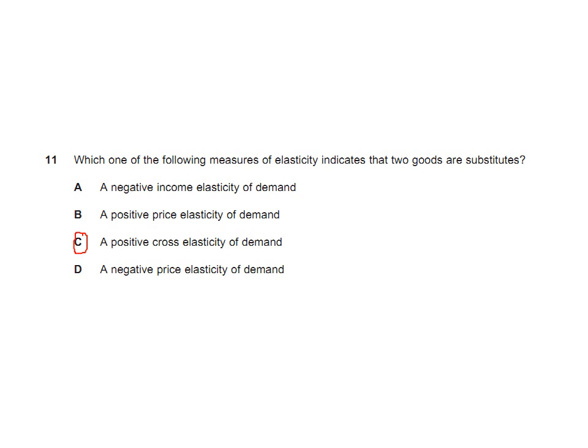Question 11. Which one of the following measures of elasticity indicate that two goods are substitutes? You're looking straight away for cross-price elasticity of demand. That's what a good student knows. It investigates the relationship between two different goods. So that clearly makes the answer C straight away.